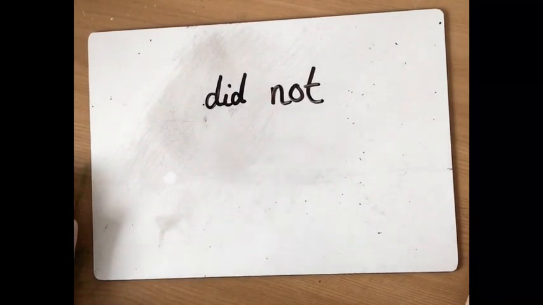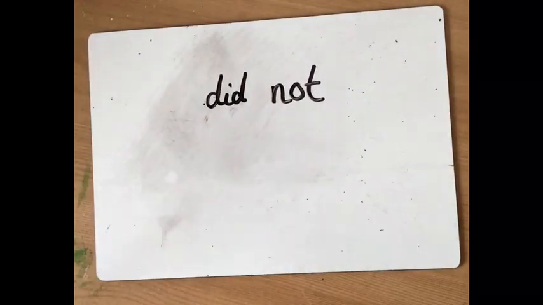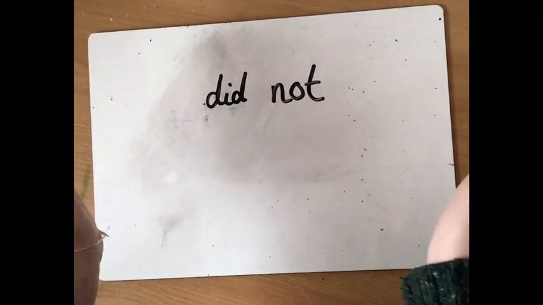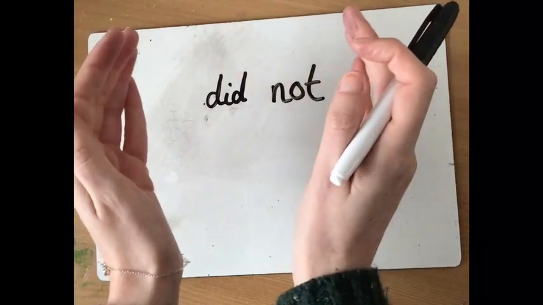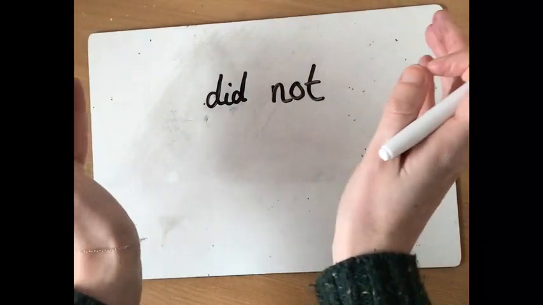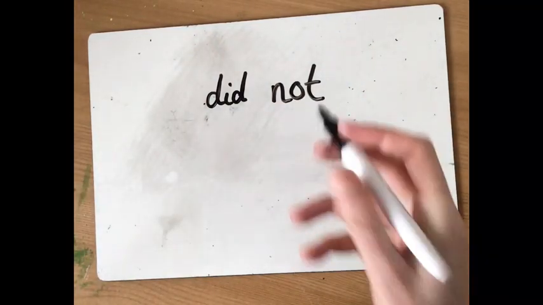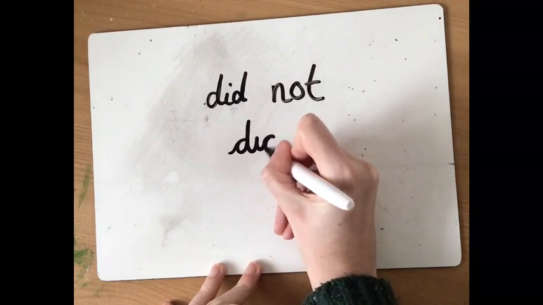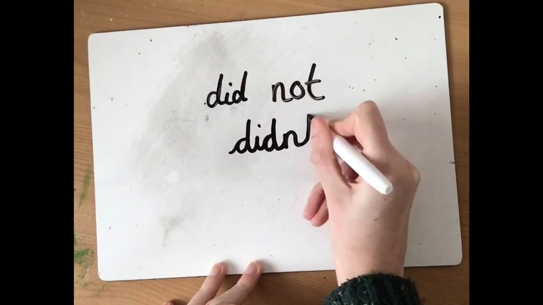Now to use an apostrophe for a contraction, what that means is shortening those two words to make one shorter word. So rather than saying did not, we can push those two words together to make one word. If I push did and not together, which new word would I make? Should we have a look? Did not.